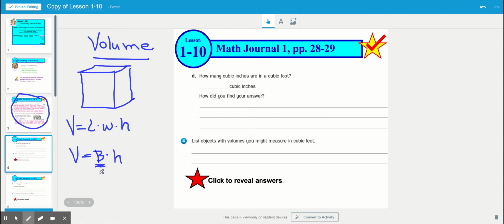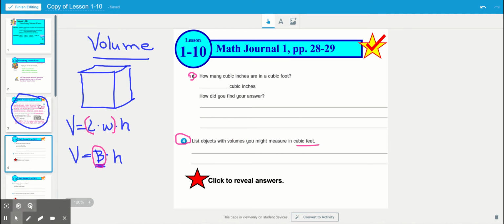If you look at the two, you'll remember that this capital B represents the length times the width, or the area. Well, we already found the area in part C. So take that information, pause your video here, and I want you to complete D and number 4. So tell me how many cubic inches are in a cubic foot, and explain your answer in your journal. Then take a moment and think about how big that object is. What kind of objects would you measure in cubic feet?